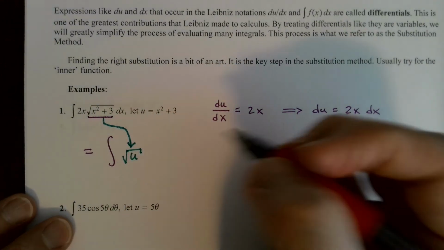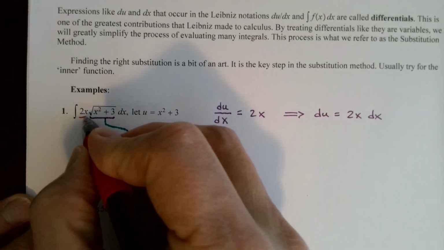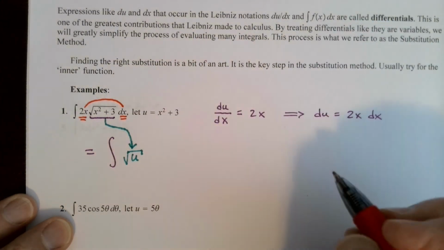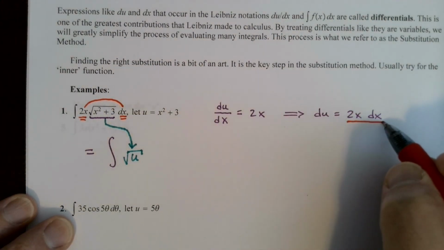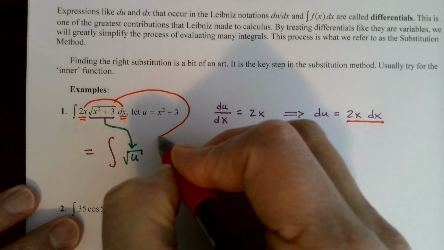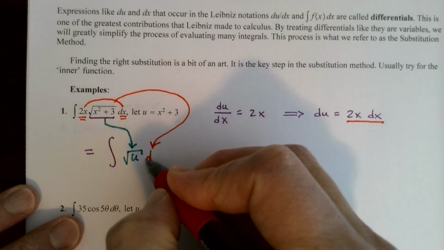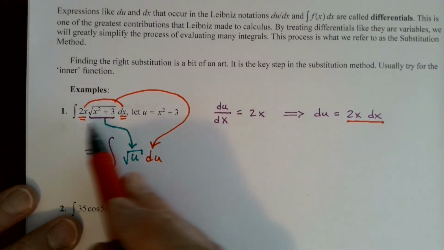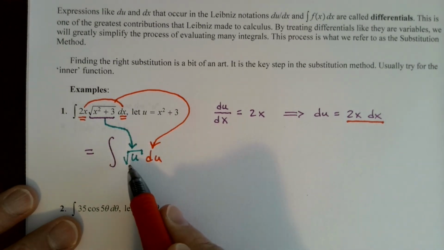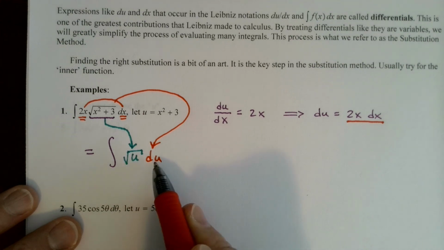What about what's left? Times what? 2x, and don't forget our dx, right? The 2x times dx. Well, what's 2x times dx? That's just du. So that's going to allow me to just put in that du. So everything, including the dx, gets converted to u variables. There should be no x's at all here.